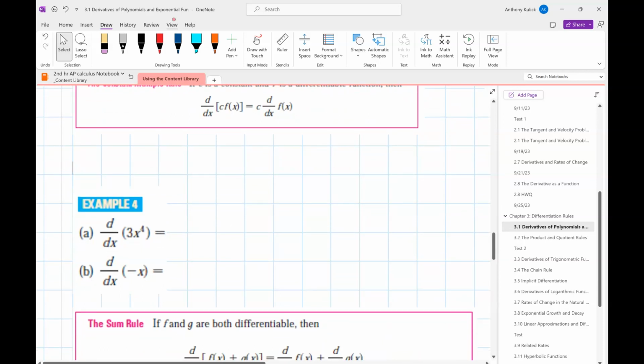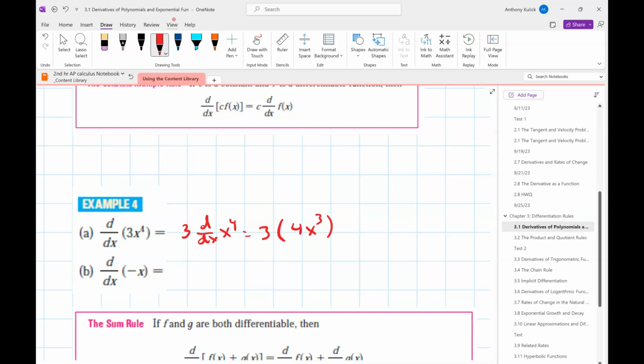Say I want to do the derivative of 3x to the fourth. Pull out the 3. Wait, how do you get 4x? I did the power rule on x to the fourth. How'd you do it so fast? How'd you get rid of the d over dx? Bunch of questions all at the same time. What does d over dx mean? Derivative. Take the derivative of this. The derivative of x to the fourth is the power rule, 4 times x to the third.